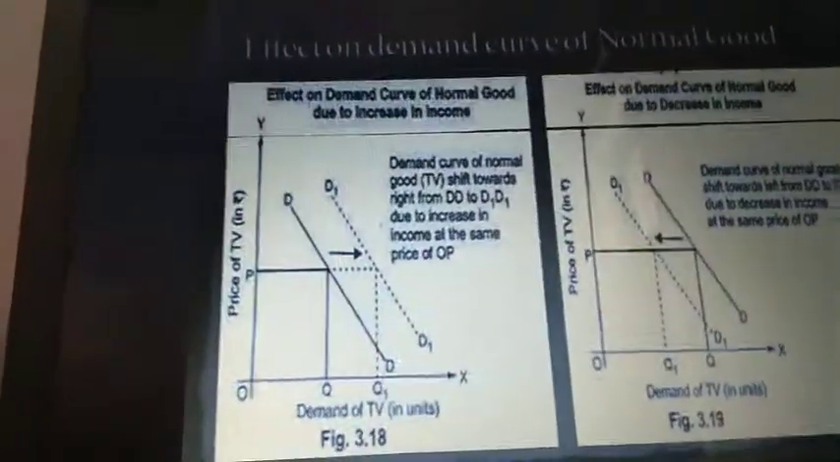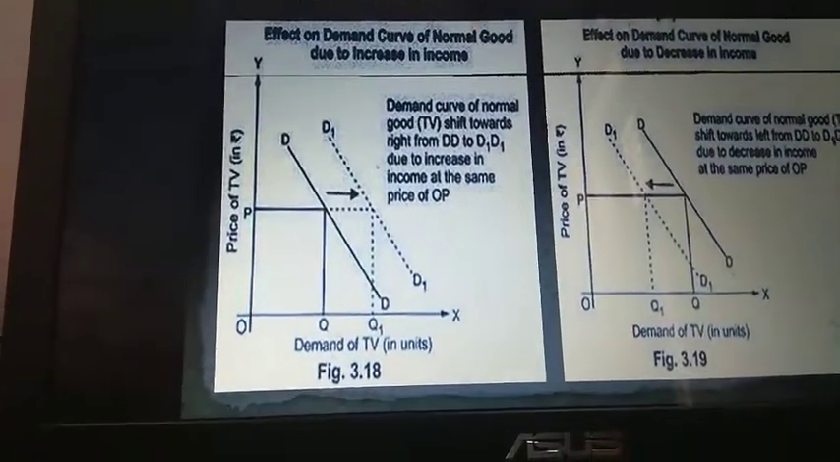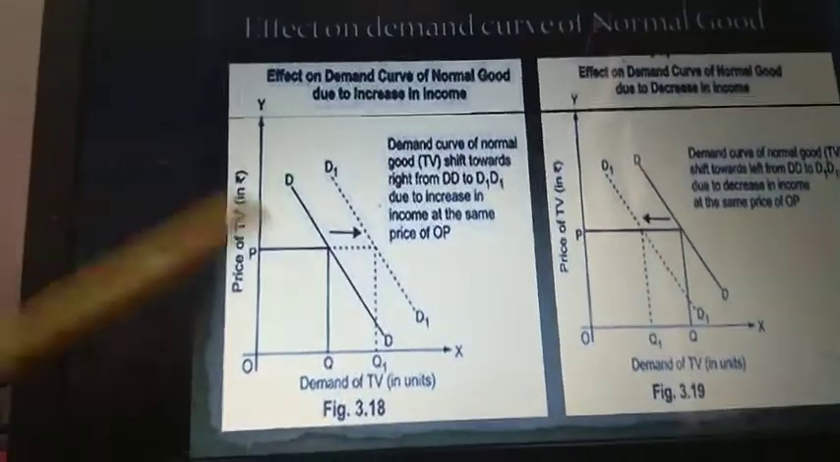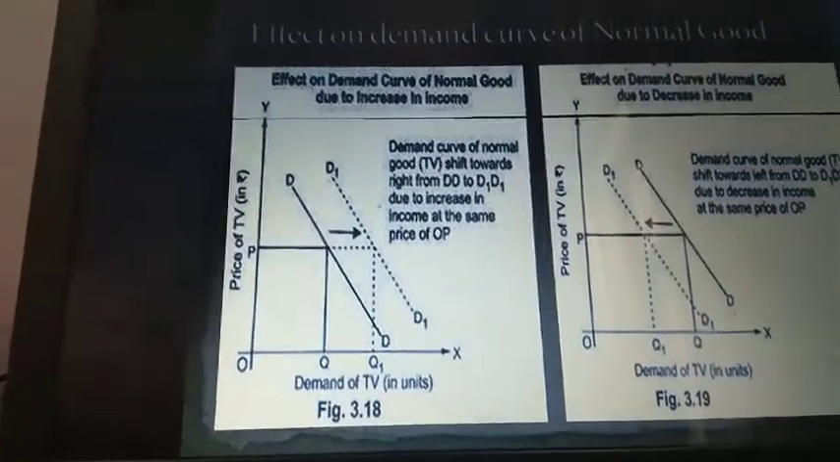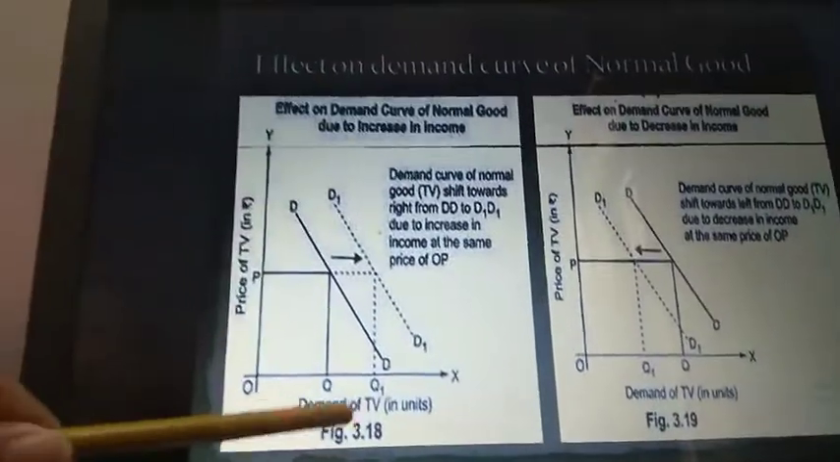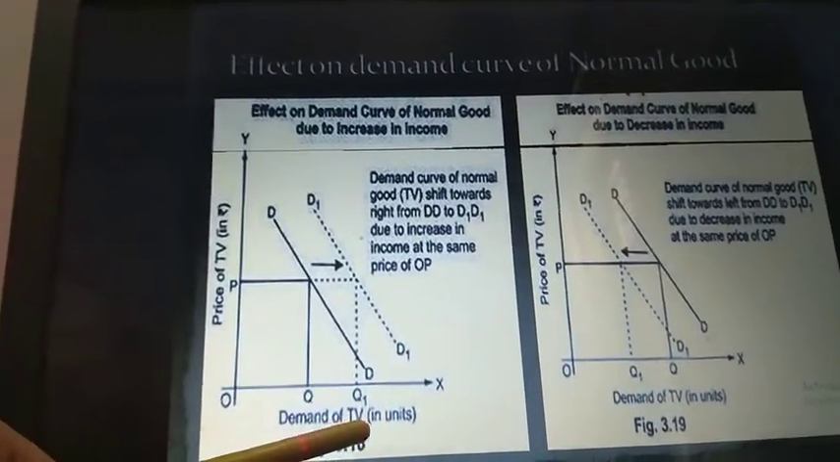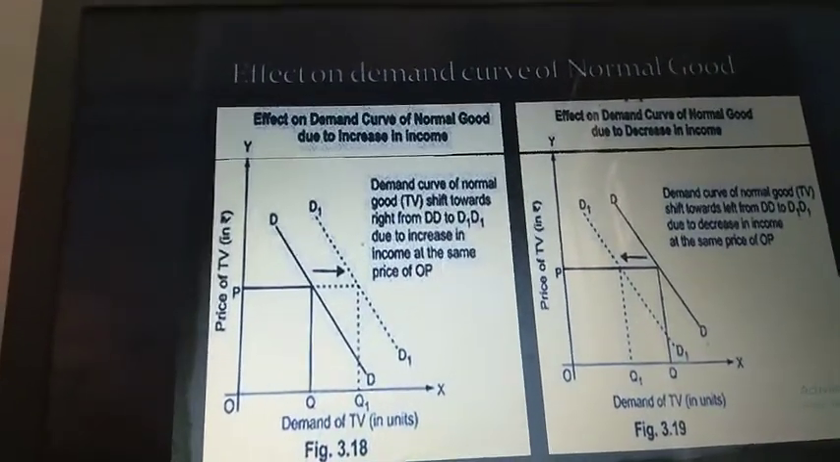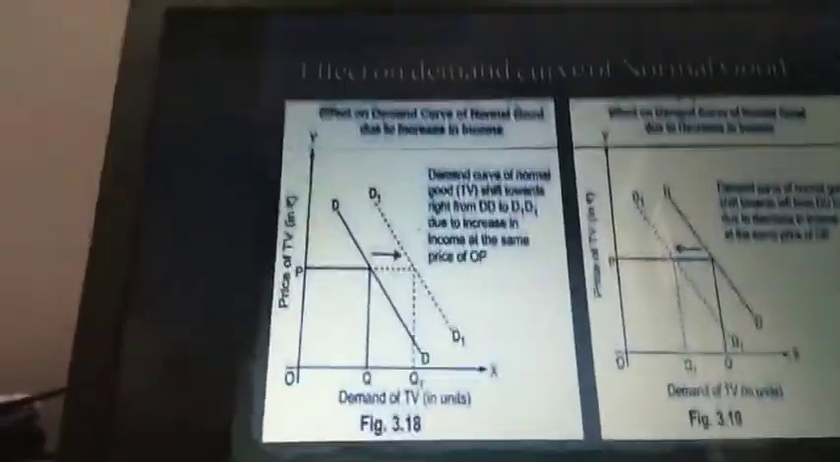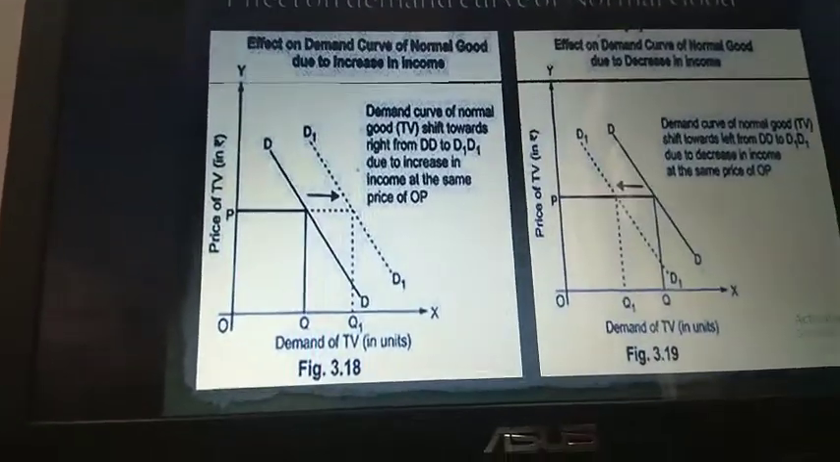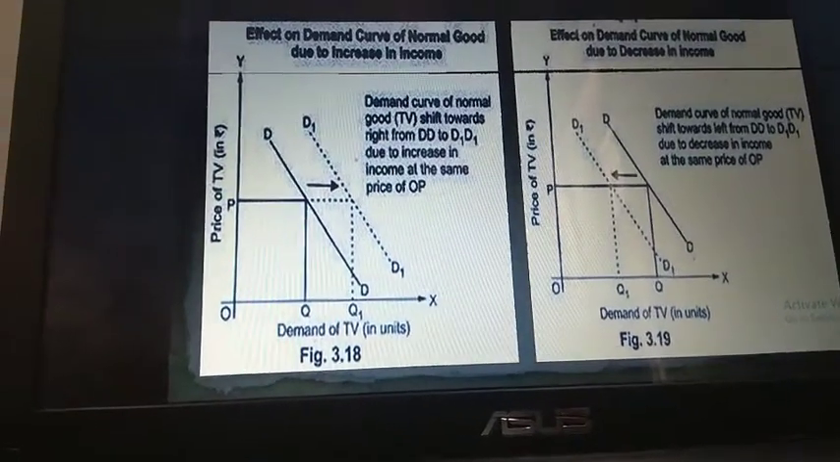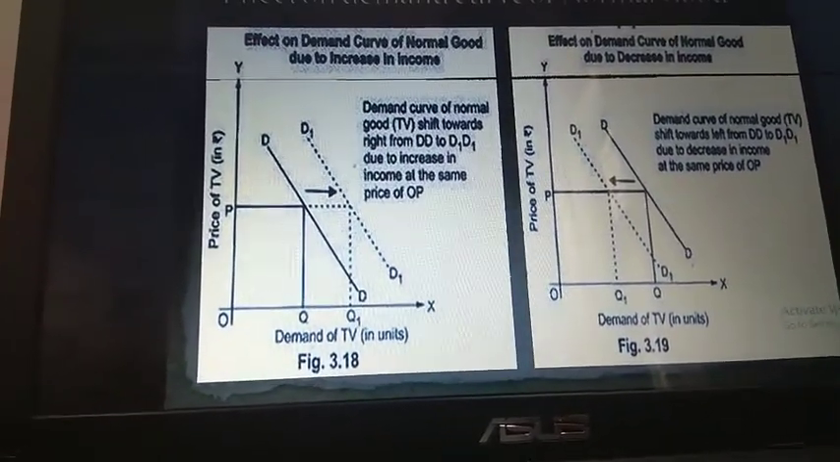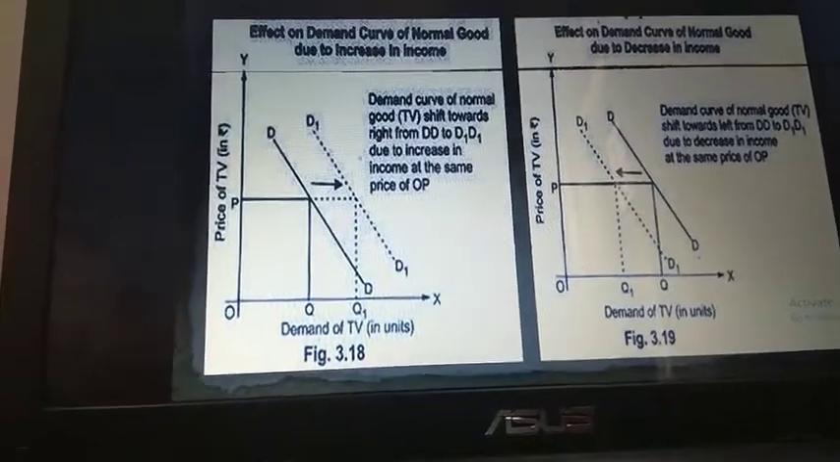Now let's focus on figure 3.18. We see that there is a rightward shift in the demand curve from DD to D1. And why is it happening? In this case, again, we take the demand of color television on the x-axis and the price of color television on the y-axis. As I told you, whenever we draw a demand curve, it is always necessary that the demand of whatever good you are taking on the x-axis, the price of the similar good you will take on the y-axis.